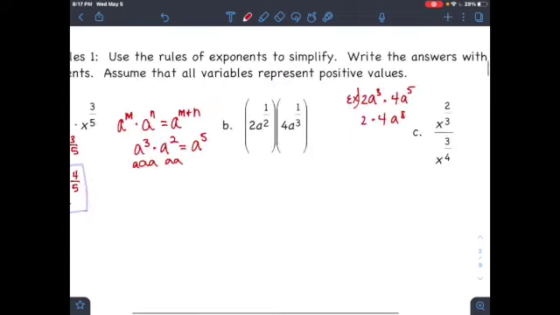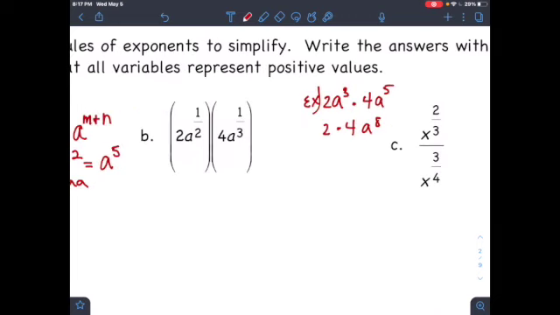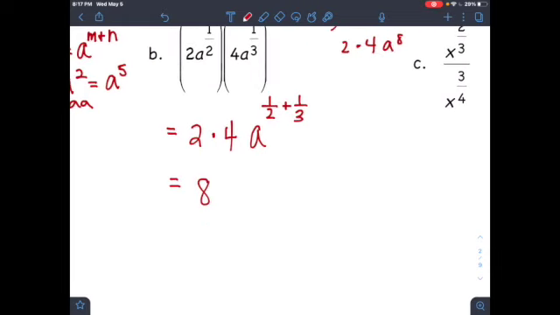Just think about what you guys dealt with when it's a whole number. So that's just another example I'm showing you. So that's going to be 2 times 4 and a to the 1/2 plus 1/3. You can totally use a calculator. I have no problem showing you guys how to put this in the calculator. You have to punch it in correctly. So let me show you how to do it by hand.